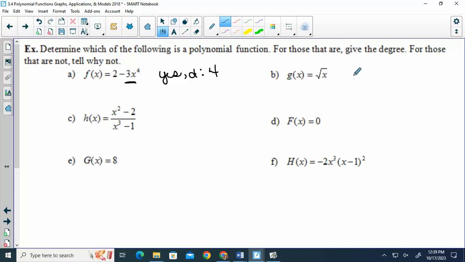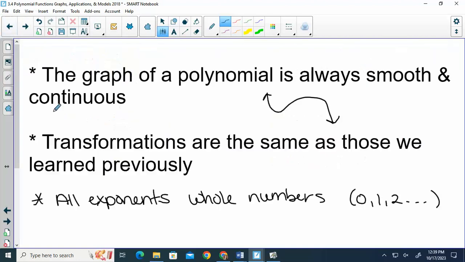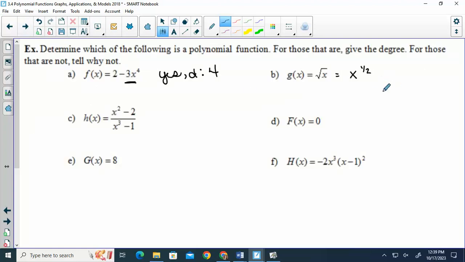Is b a polynomial? A square root, if I wrote it without the radical, is what power? But I said that in a polynomial, the exponents are whole numbers. 0, 1, 2, 3. So this one is a no. There's a fraction in the exponent. Is C a polynomial? No. Why?